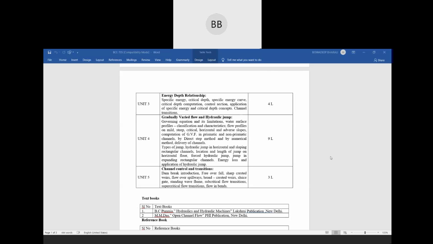So, only the last chapter is left out. That is our channel control and transitions. Here, basically, we are going to discuss weirs, then the dam break problem, and subcritical and supercritical flow that we have already discussed. So here, basically, we have weirs, then we have the sluice gate, and then we have the dam break problem. Okay, so it's a very small chapter which is left out in your syllabus.